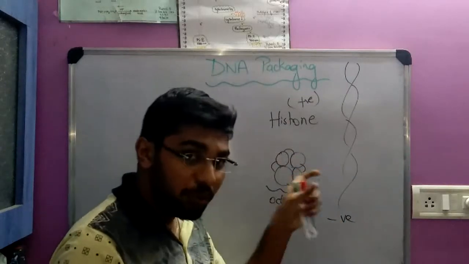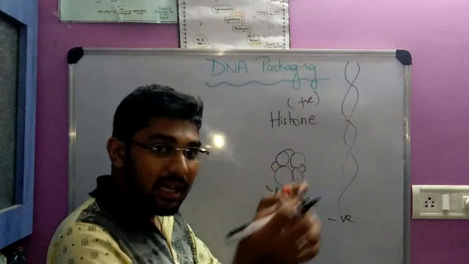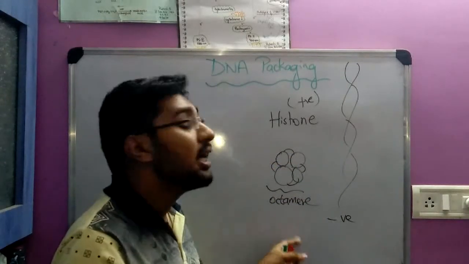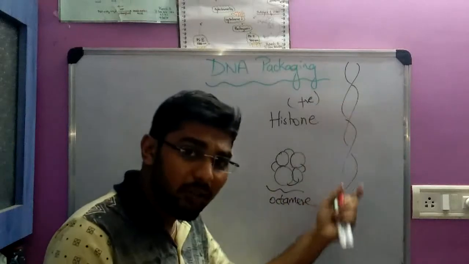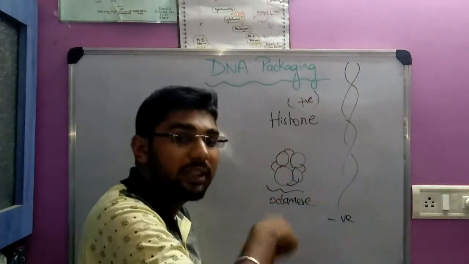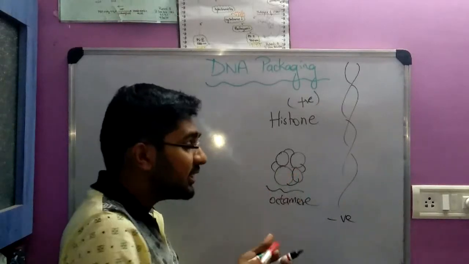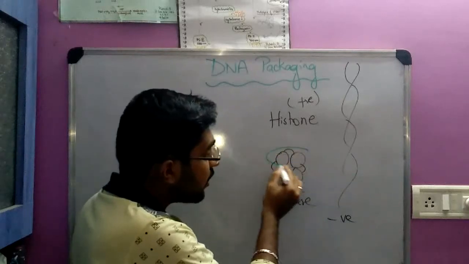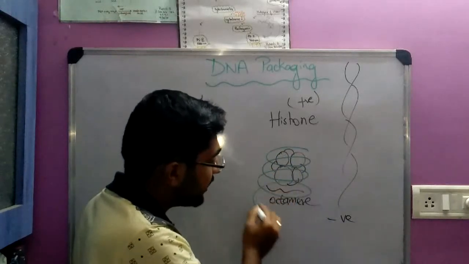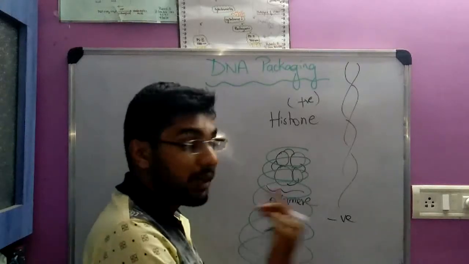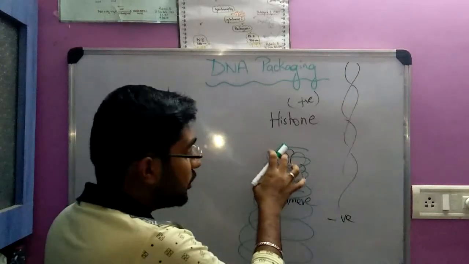There are 8 histone proteins, monomeric proteins, that combine together to form an 8-subunit structure called an octamer. Now there are many thousands of octamers attached. This DNA coils over this octamer. So if this is an octamer and this is a double-stranded DNA, it wraps around it, or coils around it, in this way. So this is one unit.